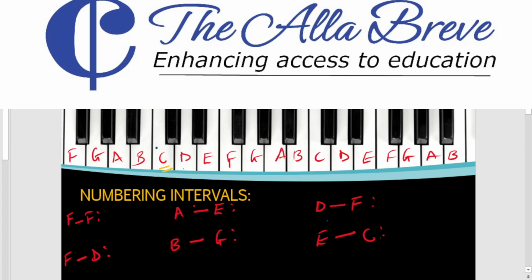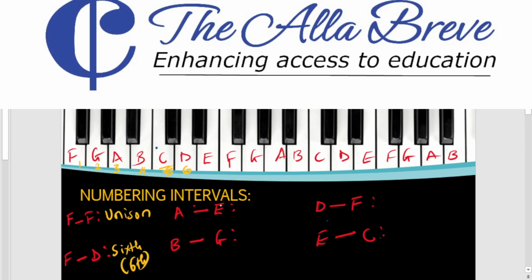Well, I hope you have attempted. It's now time to look at them. F and F is the same. Unison. F and D. F is 1, G 2, A 3, B 4, C 5, D 6. So this is called a sixth, or rather you could write sixth.